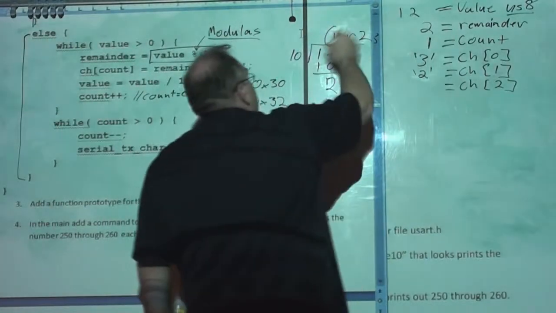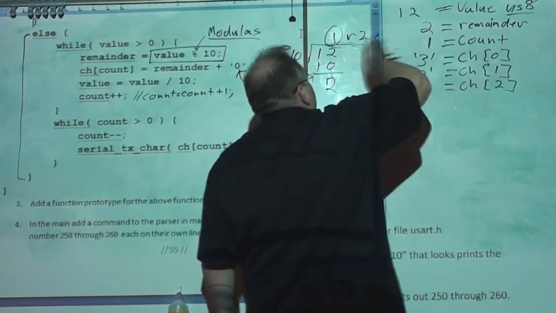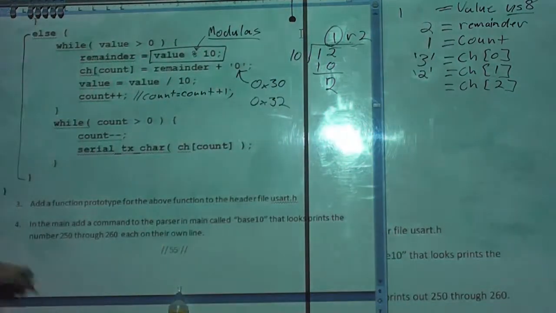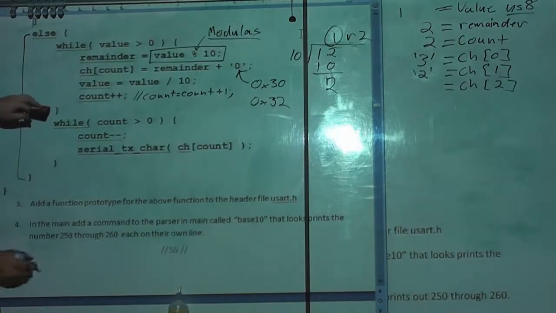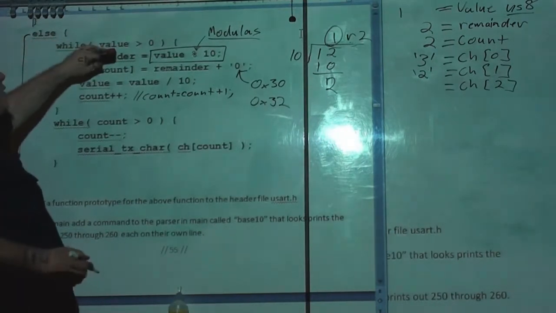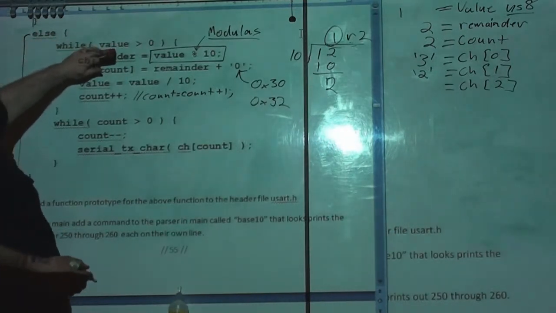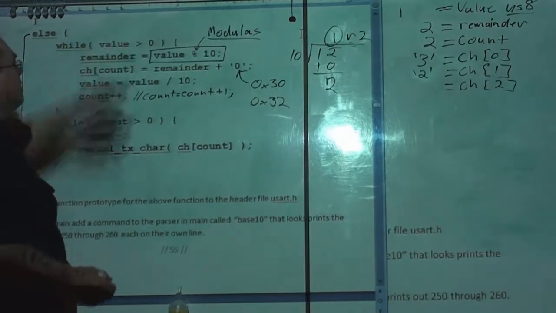Value is equal to value divided by 10. So 12 divided by 10, we already know the answer. It's 1. The remainder is truncated. So value becomes 1. Count becomes count plus 1. Count becomes 2. And we get to the end of our loop. We go back up, and it says, well, value is greater than 0. Value is 1. 1 is greater than 0. So this statement is true.